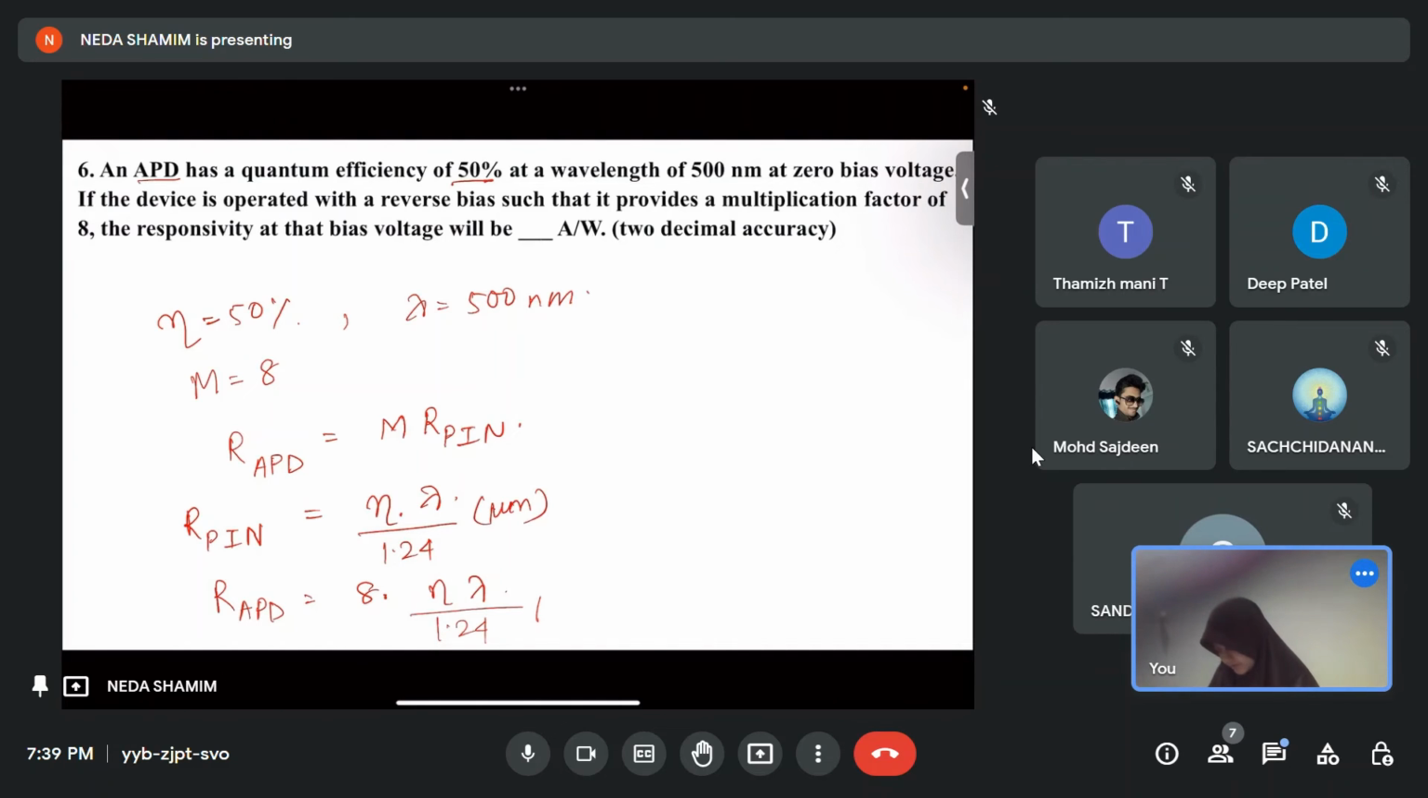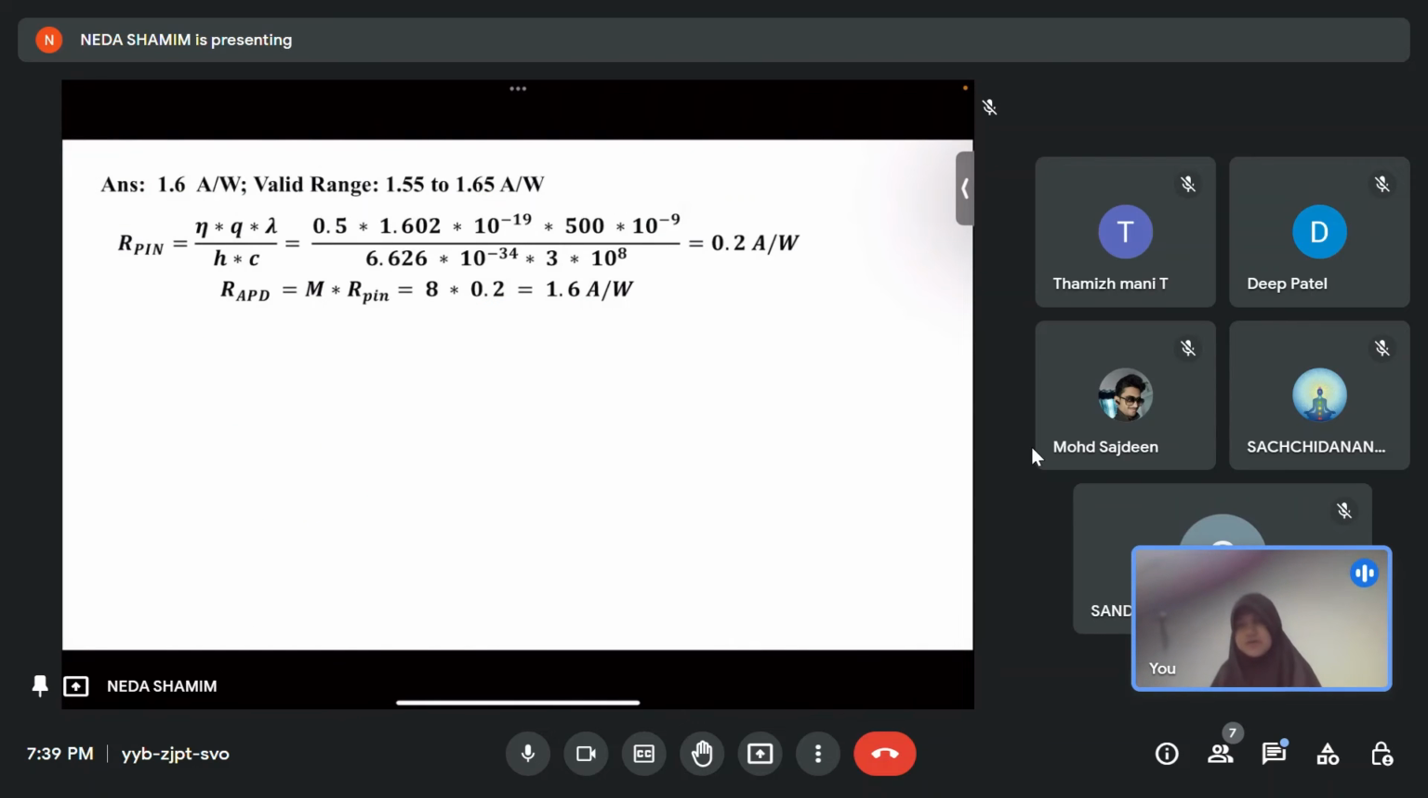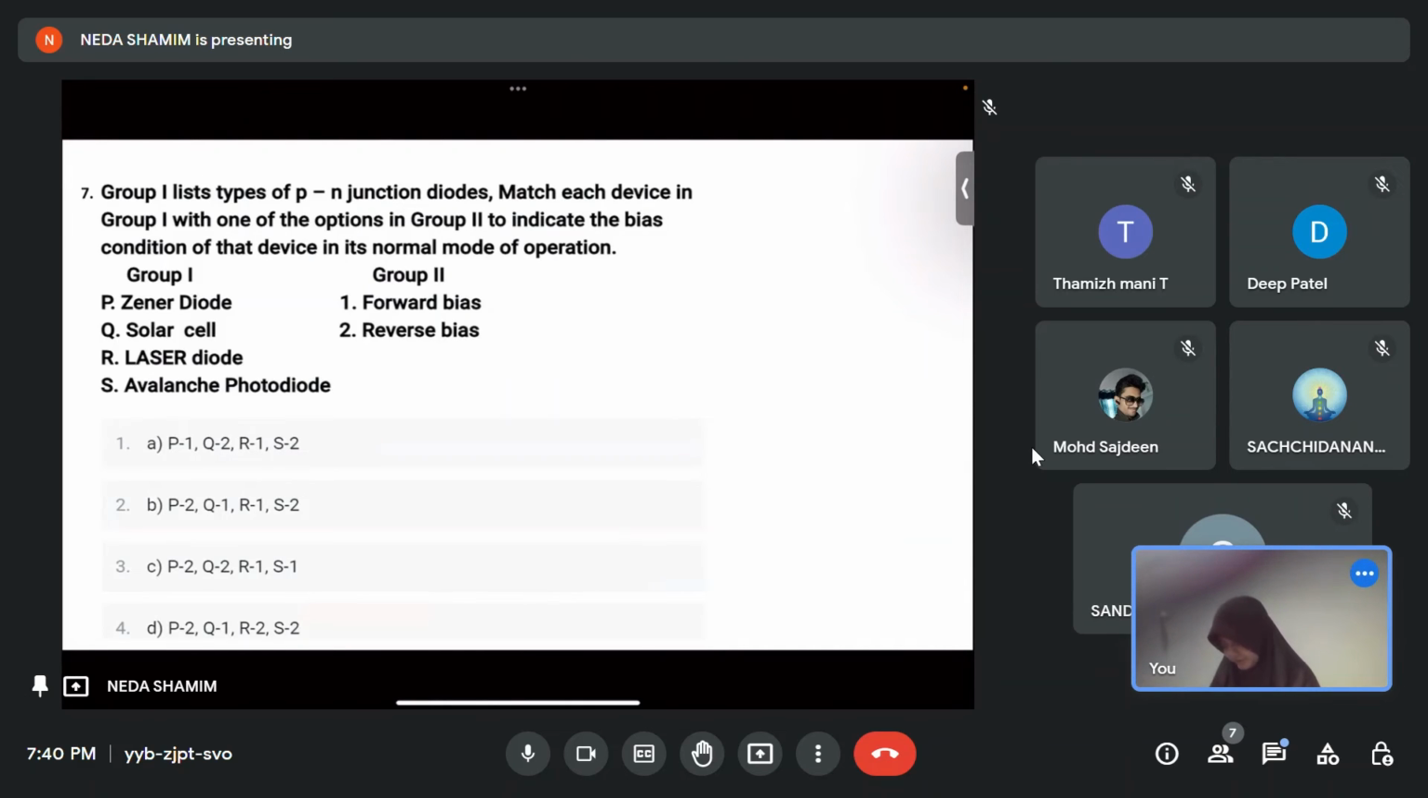Here they have done it directly and have not changed it, like the 1.24 factor has not been taken into account over here. But this is also right. It's basically converting this q by hc to 1.24, and lambda would be in micrometers. So just check these values, whether this is correct or not, and let me know. Okay, I've done the calculations. I think it is correct. Now let's move on to the next question.